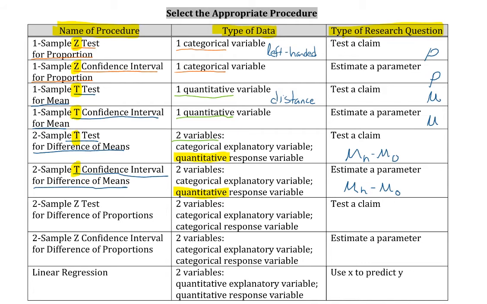Now again, if you're given two variables, maybe again your explanatory variable is categorical, but now your response variable is also categorical. Again, if we're thinking about people working from home or people working from their office, maybe your categorical response variable could be if they're happy with their jobs. And so we might be estimating the difference in the proportions of people that are happy working from home and the proportion of people that are happy working from their office.